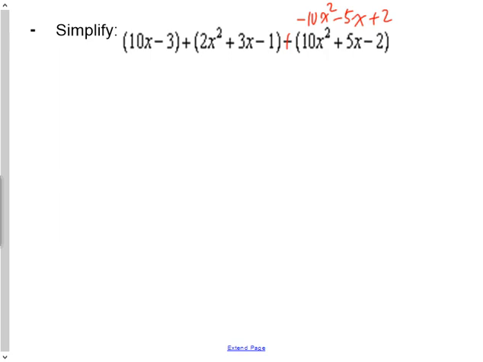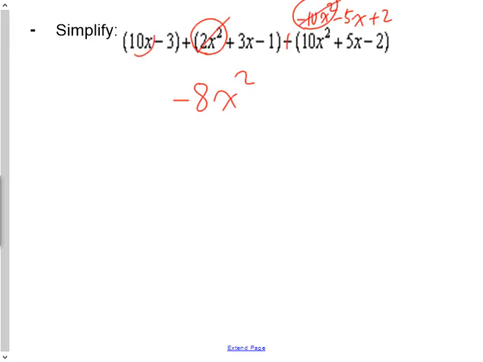Once you've made that change, you're going to gather like terms, starting with your highest degree terms, in this case your x squareds. I have a positive 2x squared here and a negative 10x squared there. Those are going to combine to leave me with negative 8x squared. So my x squareds are done.